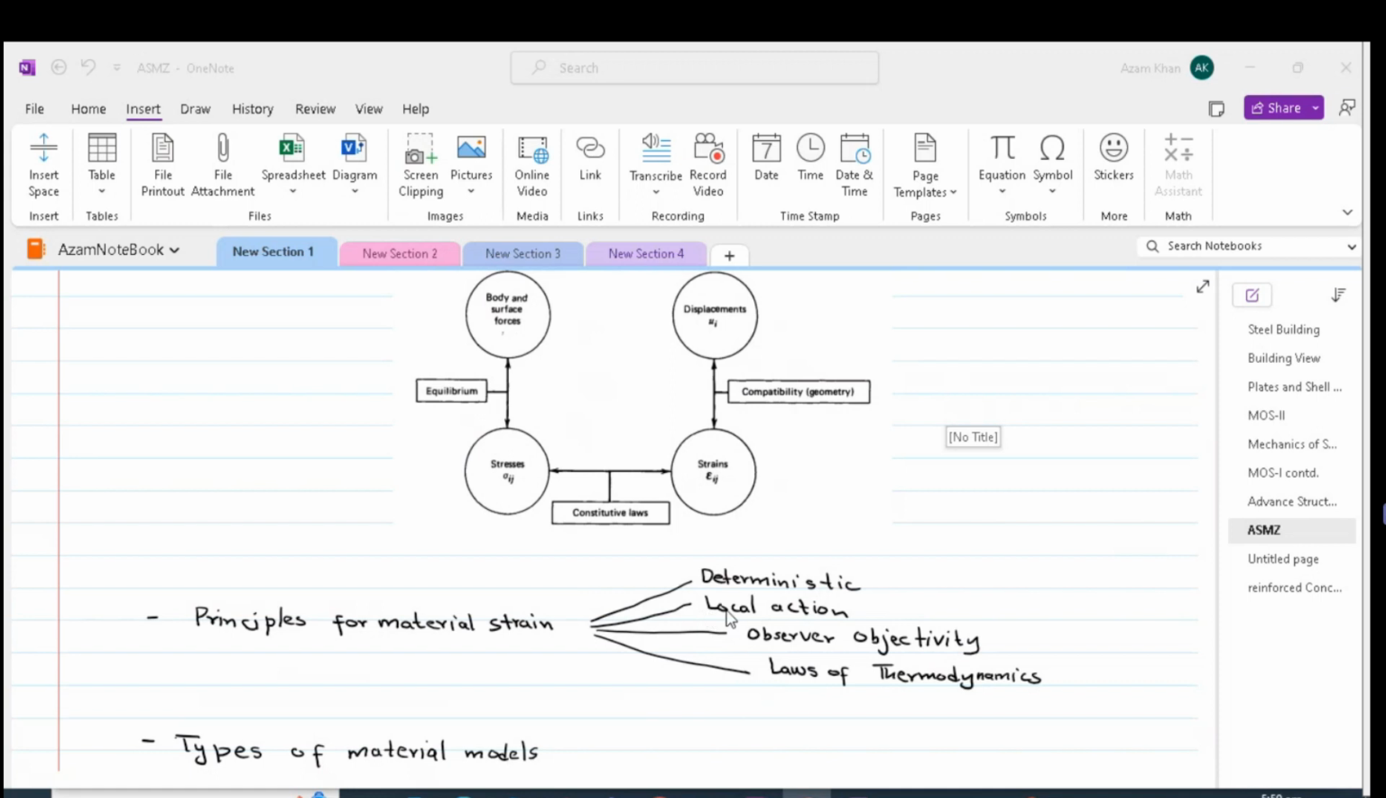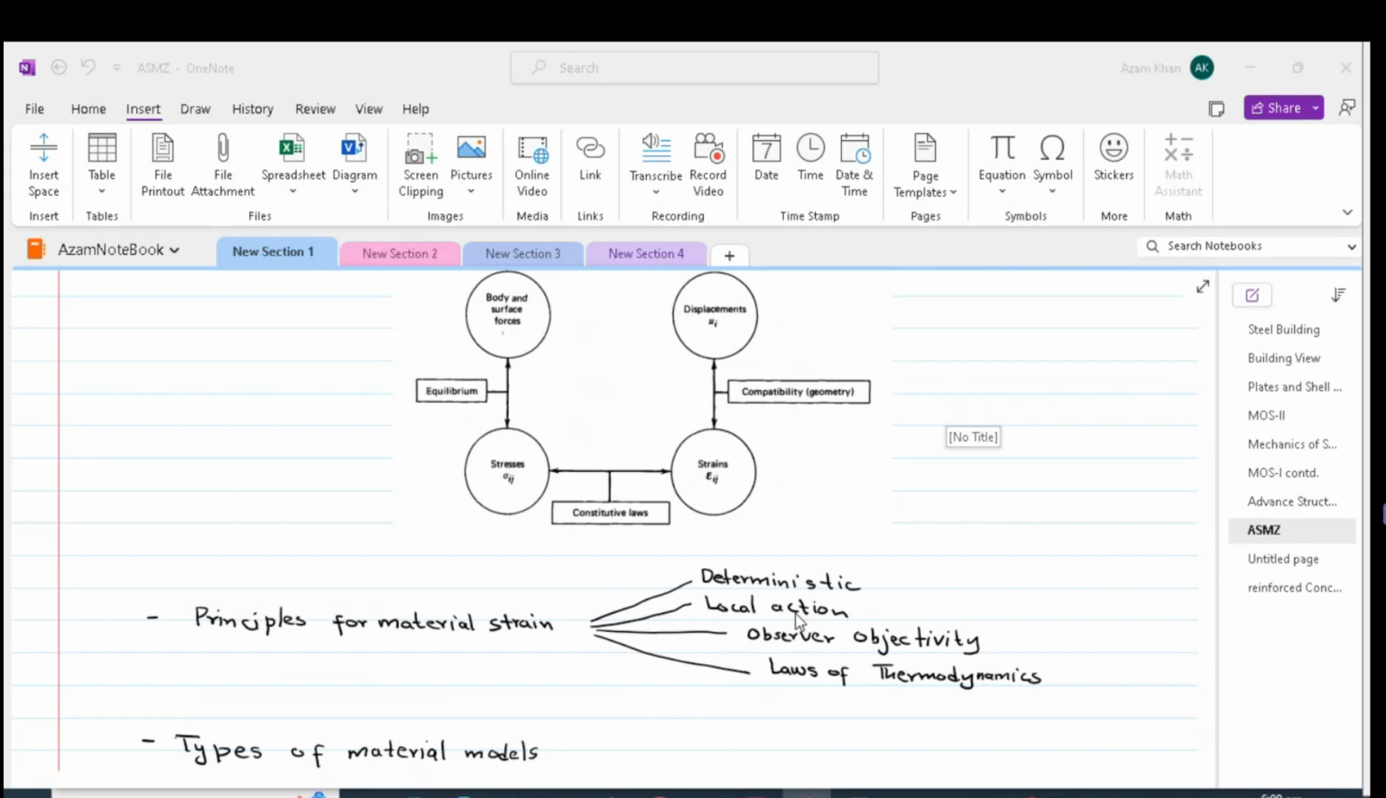The second principle is local action. By local action, we mean that if we know the strain at a certain point in a body, we can determine the stress using the material constitutive laws at that point without considering strains at other parts of the body. So that means a local action. Thus, if you give me a strain at a point, I do not need any other information about the strain at other places to determine the stress at that point. This is called the local action principle.